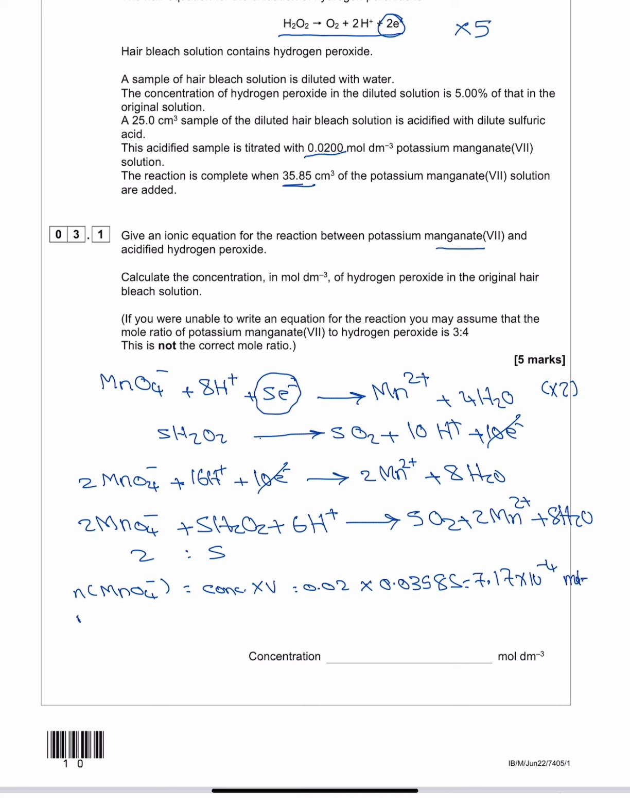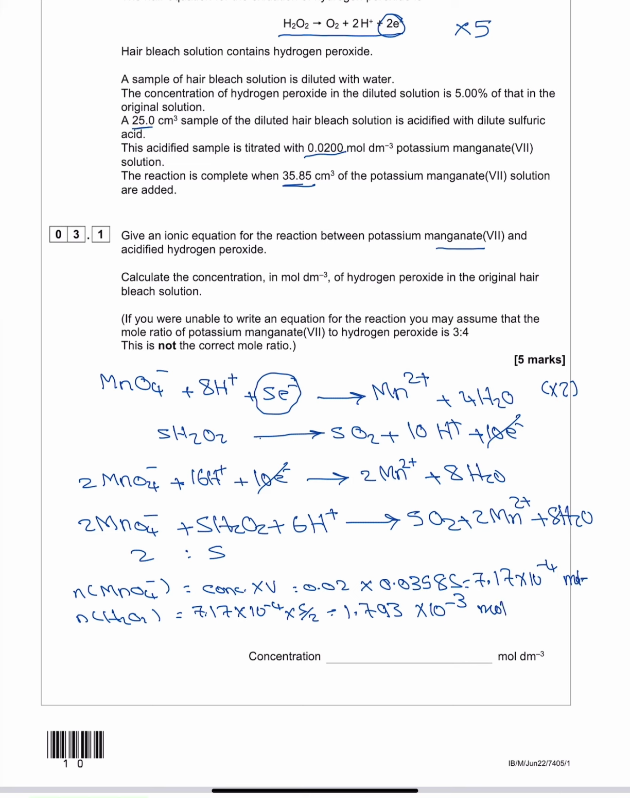And then the number of moles of hydrogen peroxide then will equal that value times 5 over 2, because the ratio is 5 to 2. So it's 7.17 times 10 to the minus 4 times 5 over 2, and that will give you the number of moles of the hydrogen peroxide, which is 1.793 times 10 to the minus 3 moles.